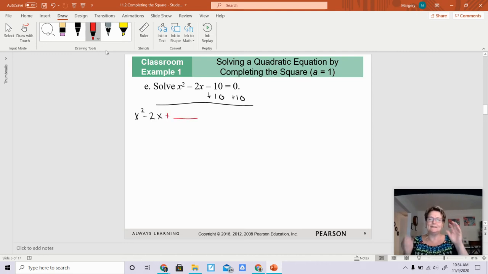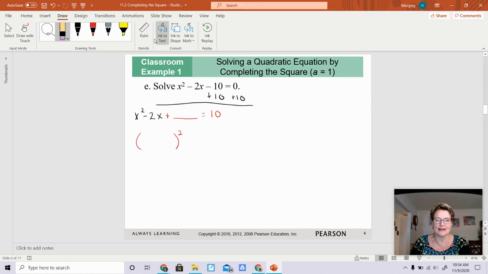I like to make an x squared minus 2x plus something. I don't know what that something is yet because you're going to have to figure out what it is. And I'll show you how in just a second. And then on this side, I'm left with 10. So my goal in life is to make this look like here. So I need to figure out what actually goes here. And when I figure out what actually goes there, I can then add it to the other side. All right?